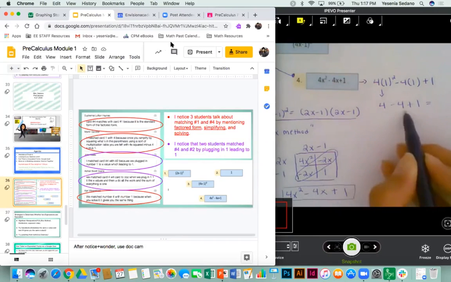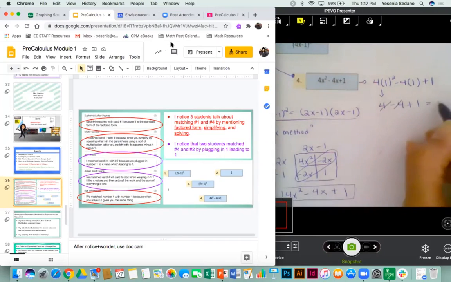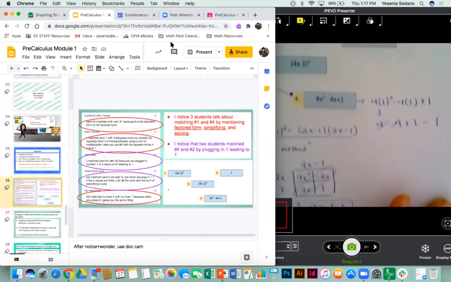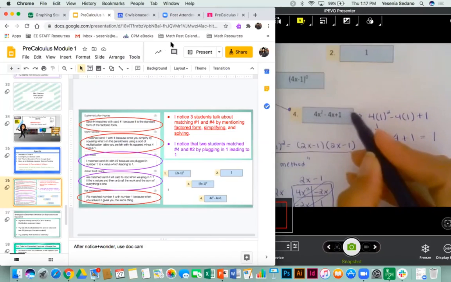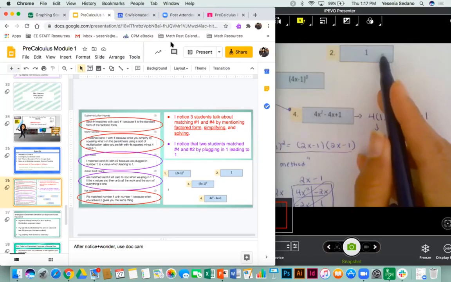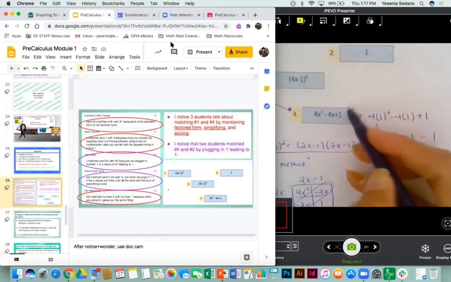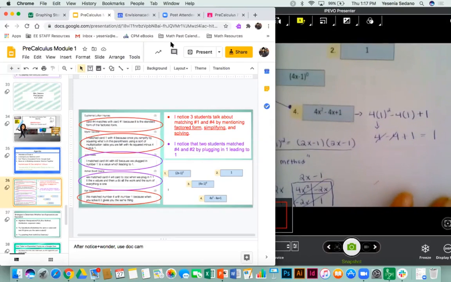So we have 4 minus 4, that's 0. So we're left over with 1. So actually, the people in purple, they're correct. I mean, it's true. When I plug in 1, I do get 1. So it makes sense why they matched up card 4 to card 2, right? But then I have a question for these two folks who said that. Does it work for every x?